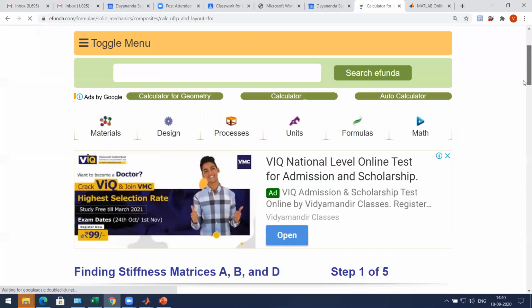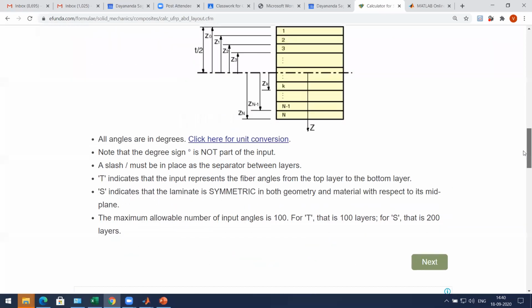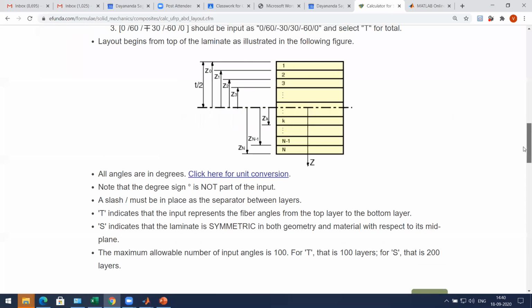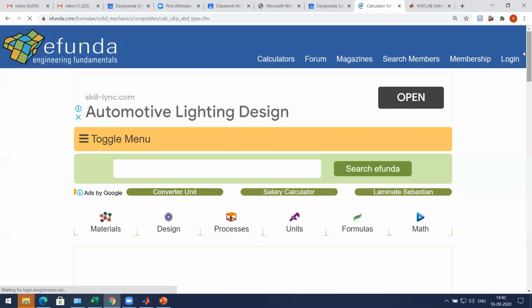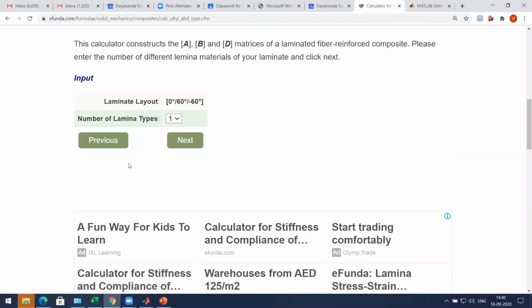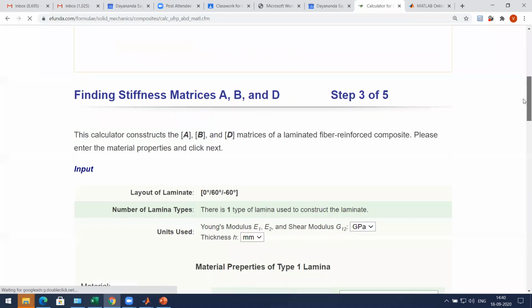Fine. Now we will take a laminate which is 0, 60, minus 60. Okay, 0, 60 and minus 60 is the laminate which I'm taking. Now we will calculate the ABD matrix for this. I should have used MATLAB, but I'll use this for now.